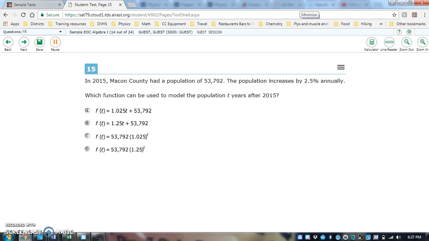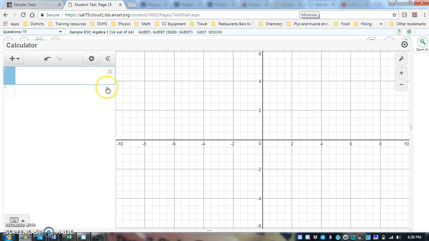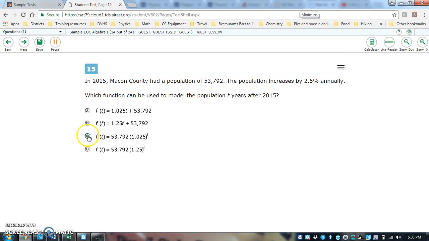And really the only difference between C and D is the base. And the question is, is 2.5% growth 1.025 or is it 1.25? Well, we have to know how to convert a percentage into a decimal. And that's pretty simple. 2.5 divided by 100 is how we do it. And we see it's 0.025. So our only option here is C. Of course, it is growth, so it has to be greater than 1, and 1.025 is sufficient.